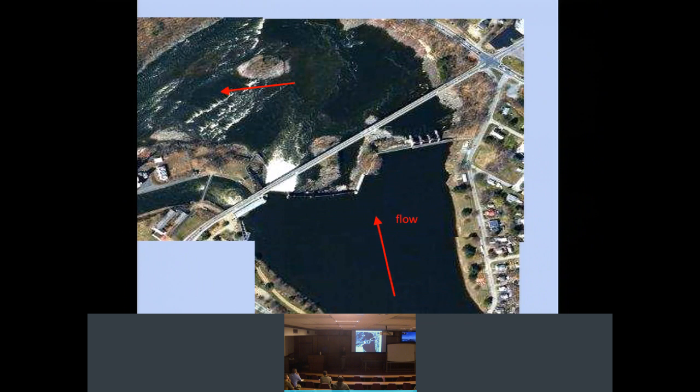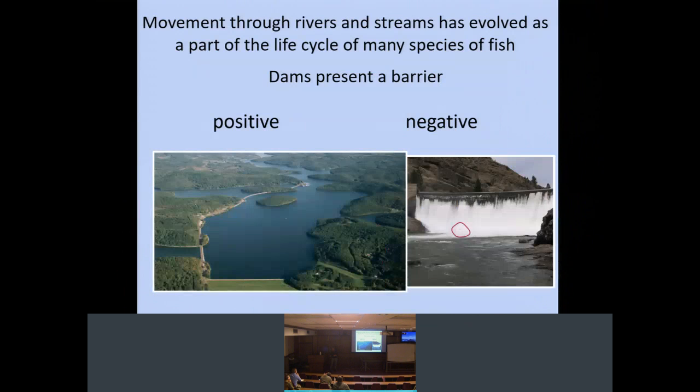So even though if they could get right here, they might be able to pass, the trick is getting them there. And even if they can get there, it generally involves some kind of delay for them getting there. So downstream passage is an issue, just like upstream passage. And I'll be talking about downstream passage today.